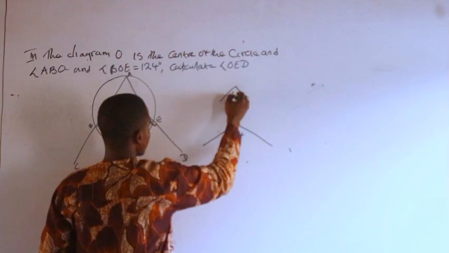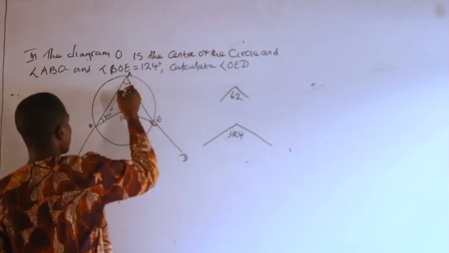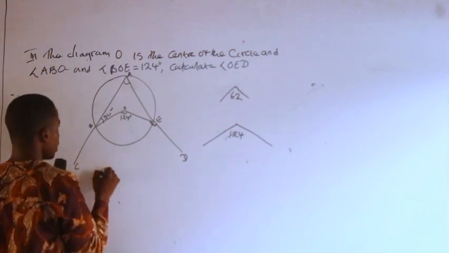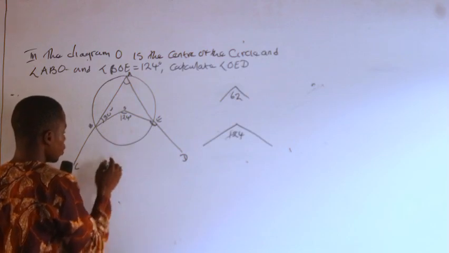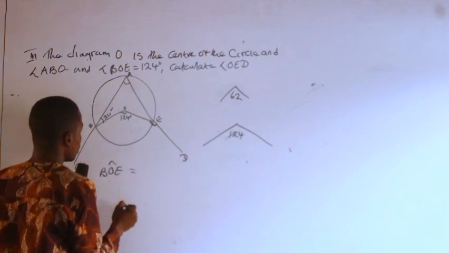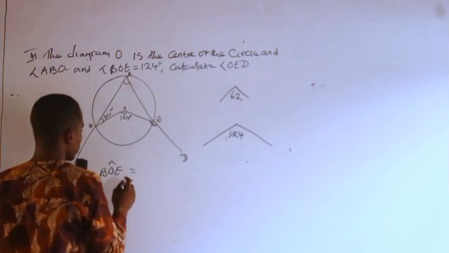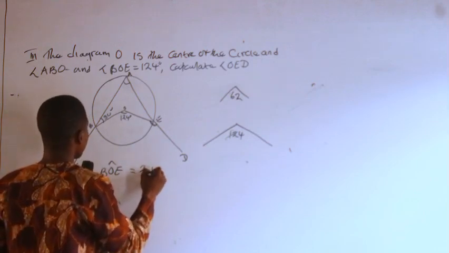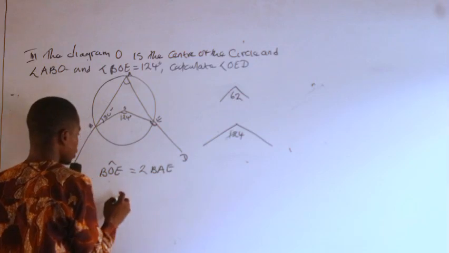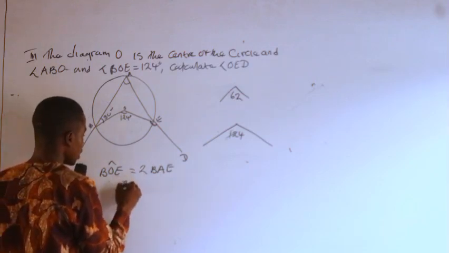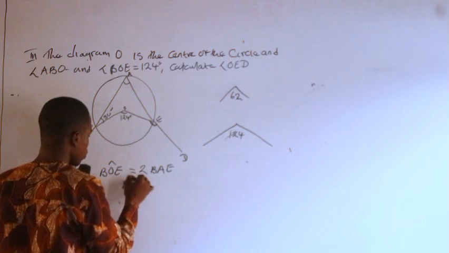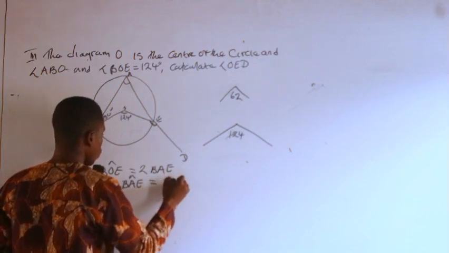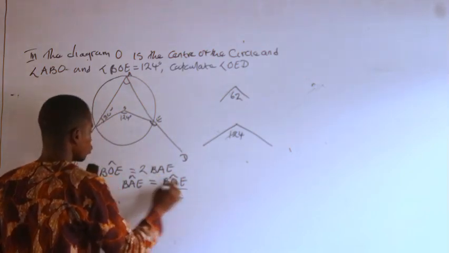It will be 60... 2. The angle of this place will now be what? Just say like this: BOE equal to twice of BAE. It means that you now divide. BAE, the angle of BAE equal to angle of BOE divided by 2. You divide this one by 2.